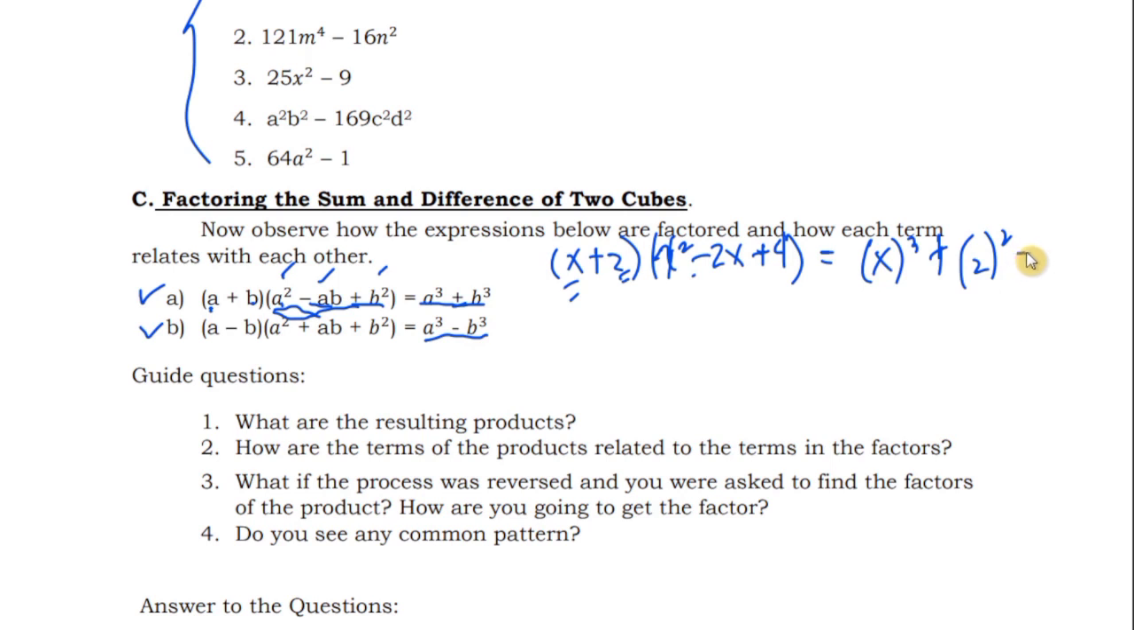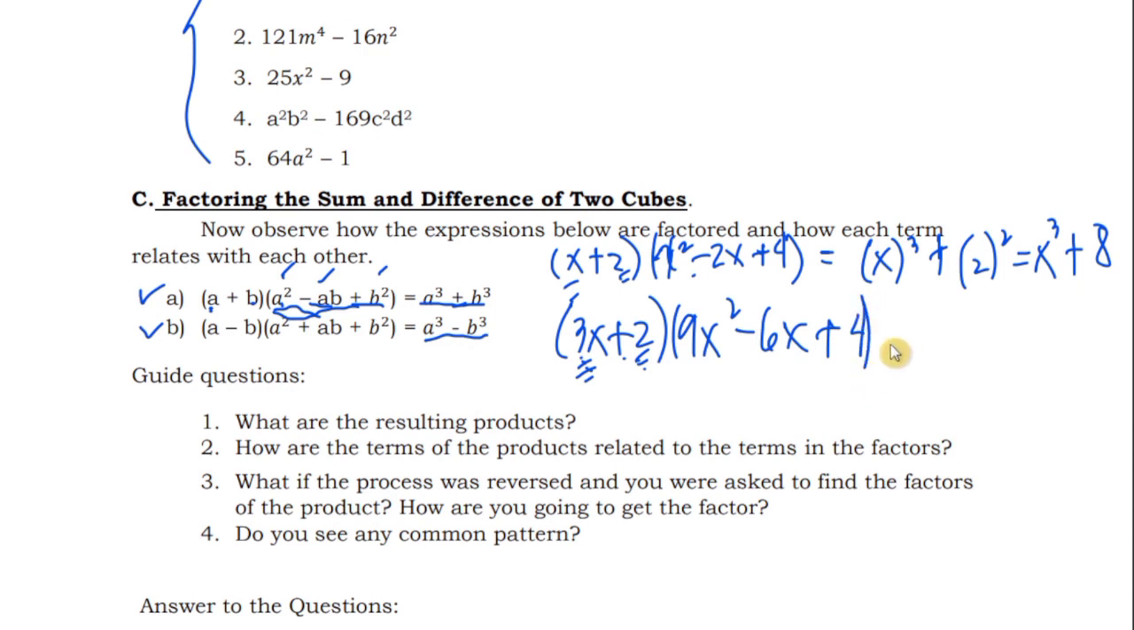So we now have x cubed plus 8 as the result. Next, we have 3x plus 2. So we now have here 9x squared, the square of that, then get the product of the 2, which is 6x, then get the opposite, then the square of this, we have here plus 4. So if that would be the case, we have here the cube of 3x plus the cube of 2.